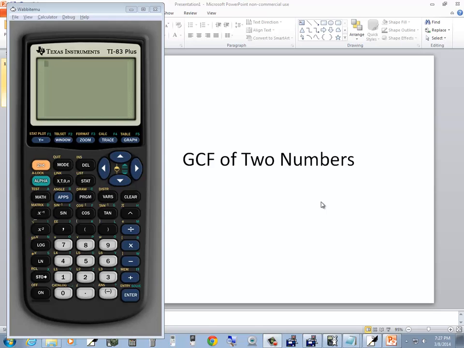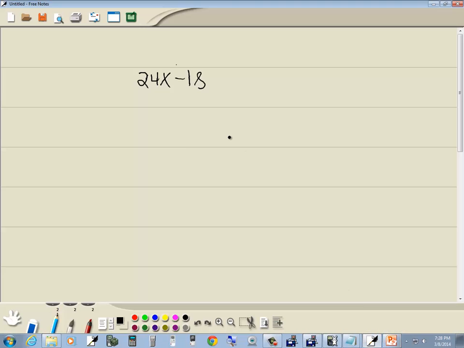Let's find the GCF of two numbers using the TI-83 Plus. Let's say we've got 24x minus 18, and you have a student that's having trouble seeing what the GCF of two numbers is. Well, they can use a calculator for that.